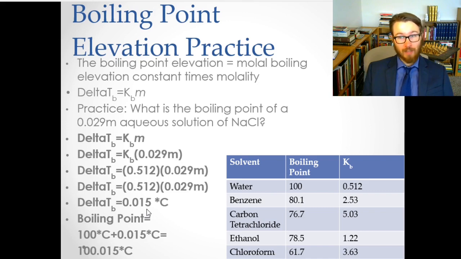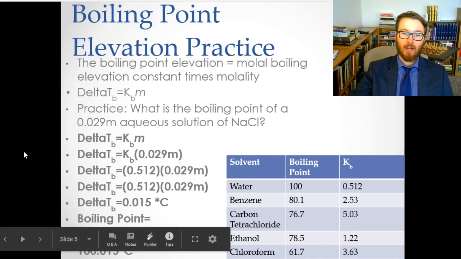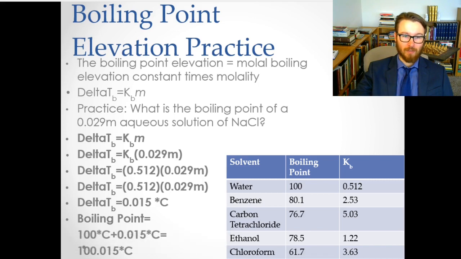But the question didn't ask what's the change in temperature. It says what's the boiling point. Well, you have to take your change and add it to your original boiling point. Water's easy. It boils at 100 degrees. So you take 100 degrees Celsius plus 0.015 degrees Celsius, and your final answer is 100.015 degrees Celsius. So you plug in the numbers to get your delta TB, you add that to your original boiling point, and you're done.